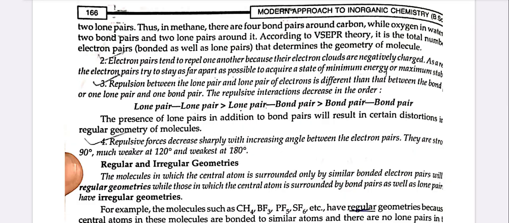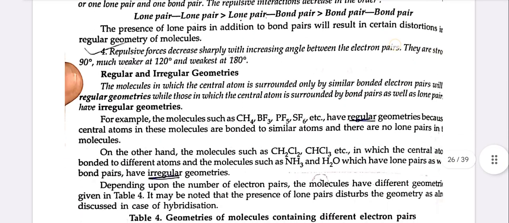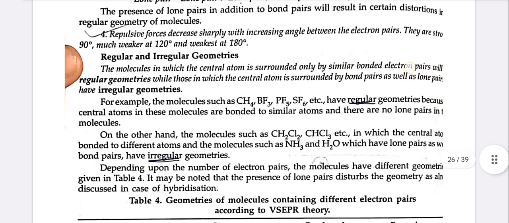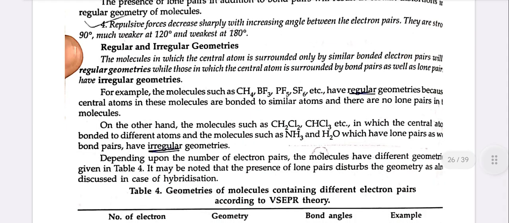Regular and irregular geometries. The molecules in which the central atom is surrounded only by similar bonded electron pairs will have regular geometries, while those in which the central atom is surrounded by bond pairs as well as lone pairs will have irregular geometries. For example, molecules such as CH4, BF3, PF5, SF6 have regular geometry because the central atoms in these are bonded to similar atoms and there are no lone pairs in these molecules.